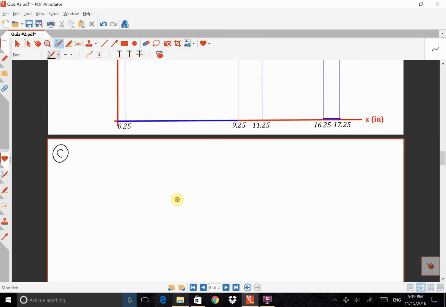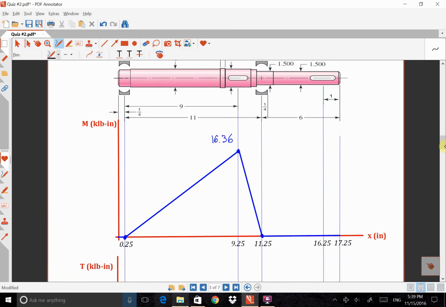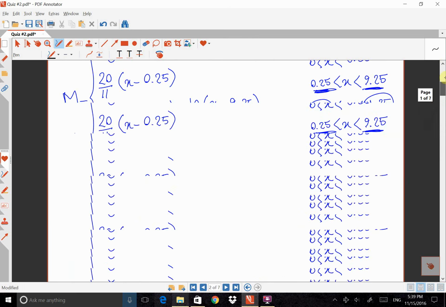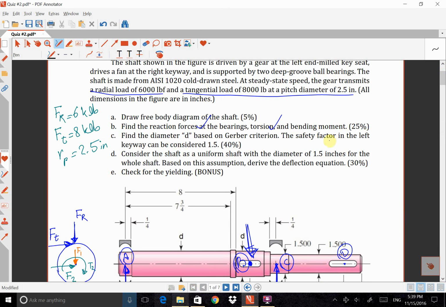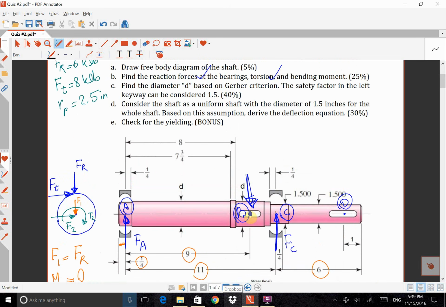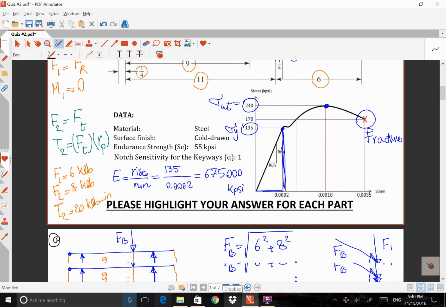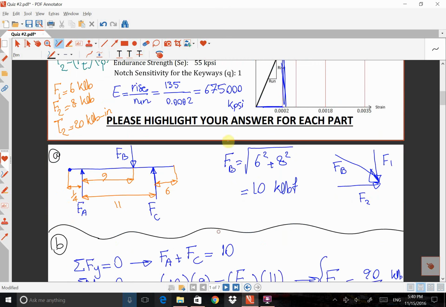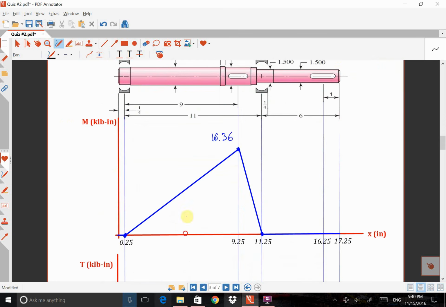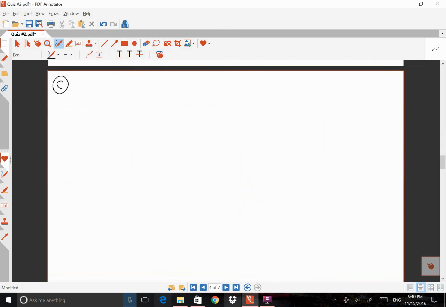In order to do this, I need to focus on a point where the safety factor is given. If I come back to the question, it says that the safety factor in the left keyway at this point is 1.5. So I'm going to focus at this point. I'm going to focus at point B, keyway B.